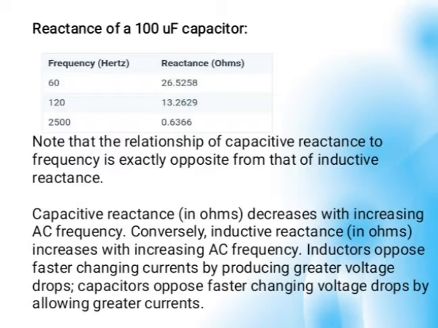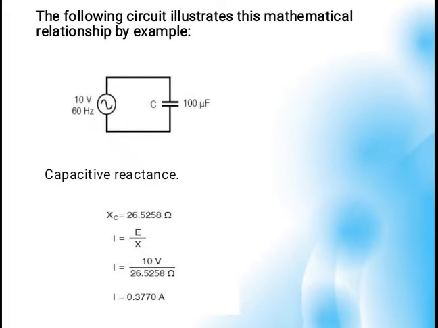Alternating current in a simple capacitive circuit is equal to the voltage in volts divided by the capacitive reactance in ohms, just as either alternating or direct current in a simple resistive circuit is equal to the voltage in volts divided by the resistance in ohms. The following circuit illustrates this mathematical relationship by example. However, we need to keep in mind that voltage and current are not in phase here.